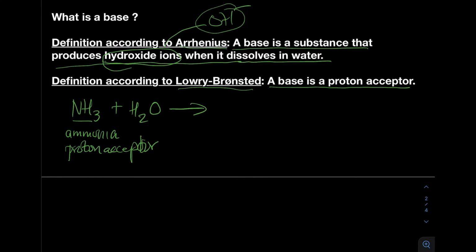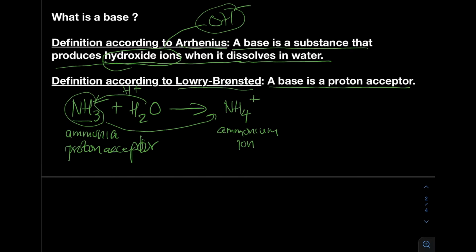So that means it must take the proton. Where is it going to get the proton? From water, right? So there's the proton from water. So now this ammonia is going to turn into NH4. There's a fourth hydrogen there, and we must put the net charge there. We now call it the ammonium ion, right?